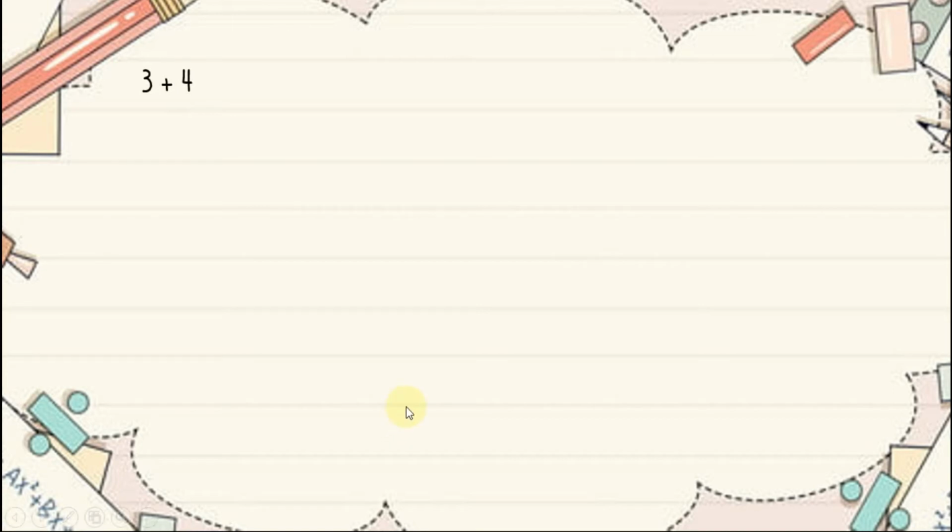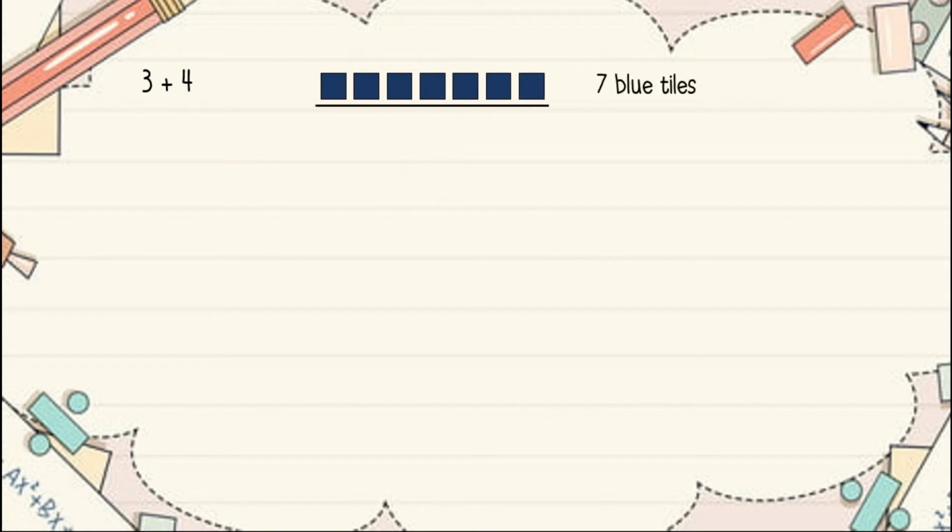For example, again, we have positive 3 plus positive 4. Since we have positive 3, we are going to have 3 blue tiles. 1, 2, 3. And then we're going to add a positive integer again, which means we're going to add blue tiles again. So, 4 blue tiles. 1, 2, 3, 4. All in all, we have 7 blue tiles, which means positive 3 plus positive 4 is equal to positive 7.